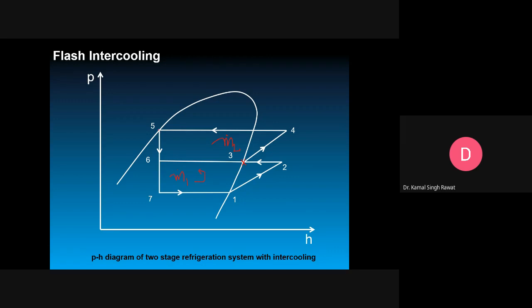Then the superheated vapor enters into the condenser, where it rejects its heat to the surrounding, cools down and condenses, and at state 5 we have saturated liquid. Now from this point 5, we have two processes, 5 to 6 and 5 to 7.